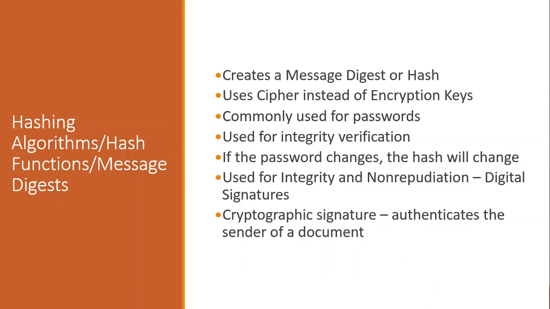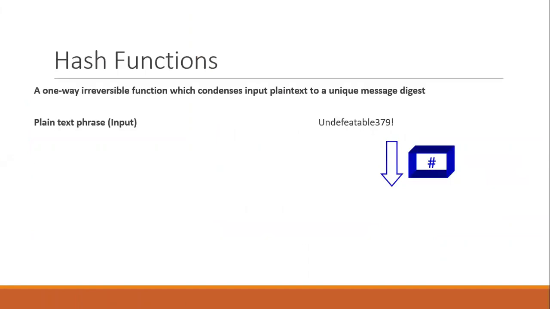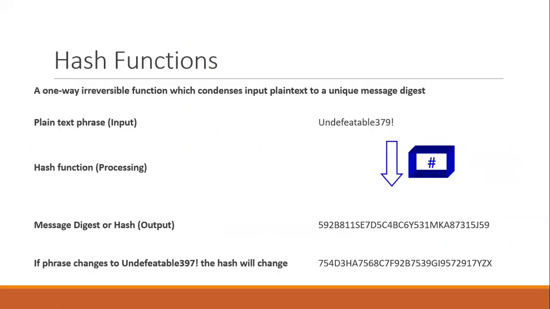So hash algorithms are used for integrity and non-repudiation, and we'll talk about that. Digital signatures. Digital signatures actually authenticate the sender of a document. So what is a hash function? A one-way irreversible function which condenses plain text to a unique message digest.